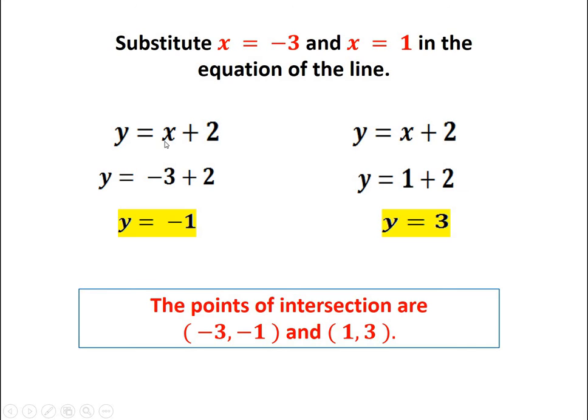By substitution, we have x is negative 3, copy 2. So negative 3 plus 2 is negative 1. So y is negative 1. For the second value of x, same equation of the line, y equals x plus 2. This time your x is 1, substitute it here, copy 2, then y is 3. The points of intersection are (negative 3, negative 1) and (positive 1, 3).